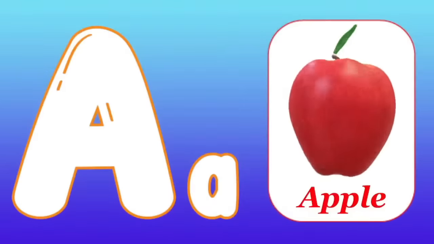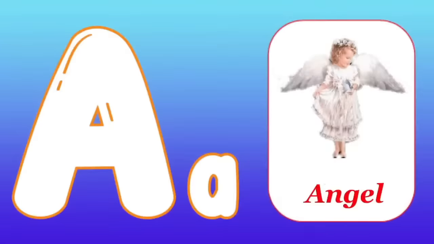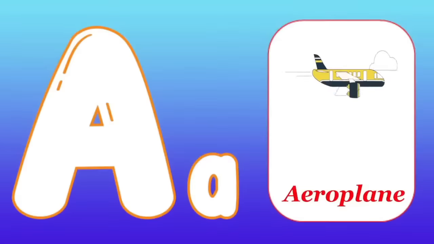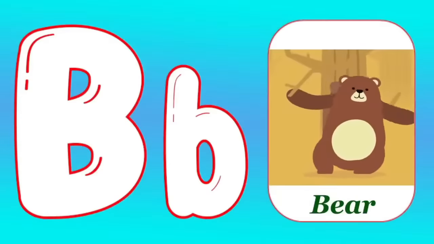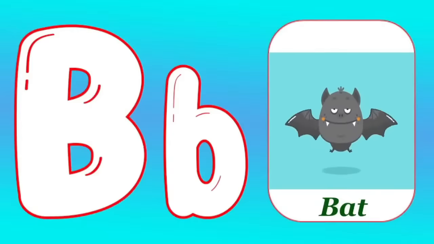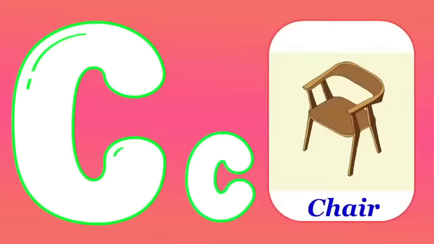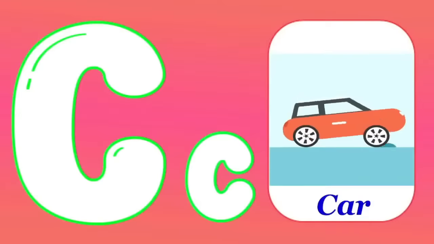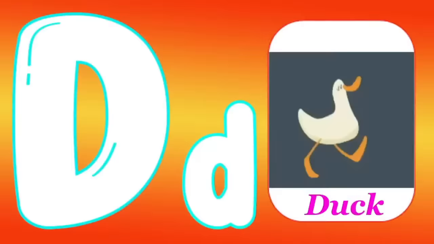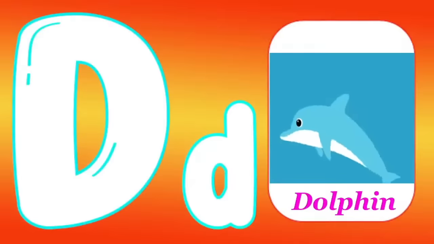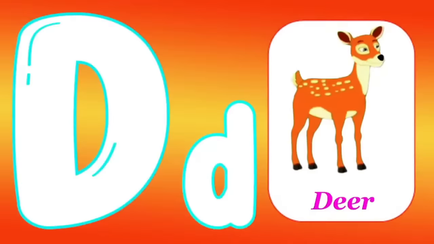A for apple. A for alligator. A for angel. A for airplane. A for arrow. B. B for ball. B for banana. B for beer. B for bat. B for birds. C. C for cat. C for chair. C for car. C for cup. C for carrot. D. D for dog. D for duck. D for dolphin. D for deer. D for door.